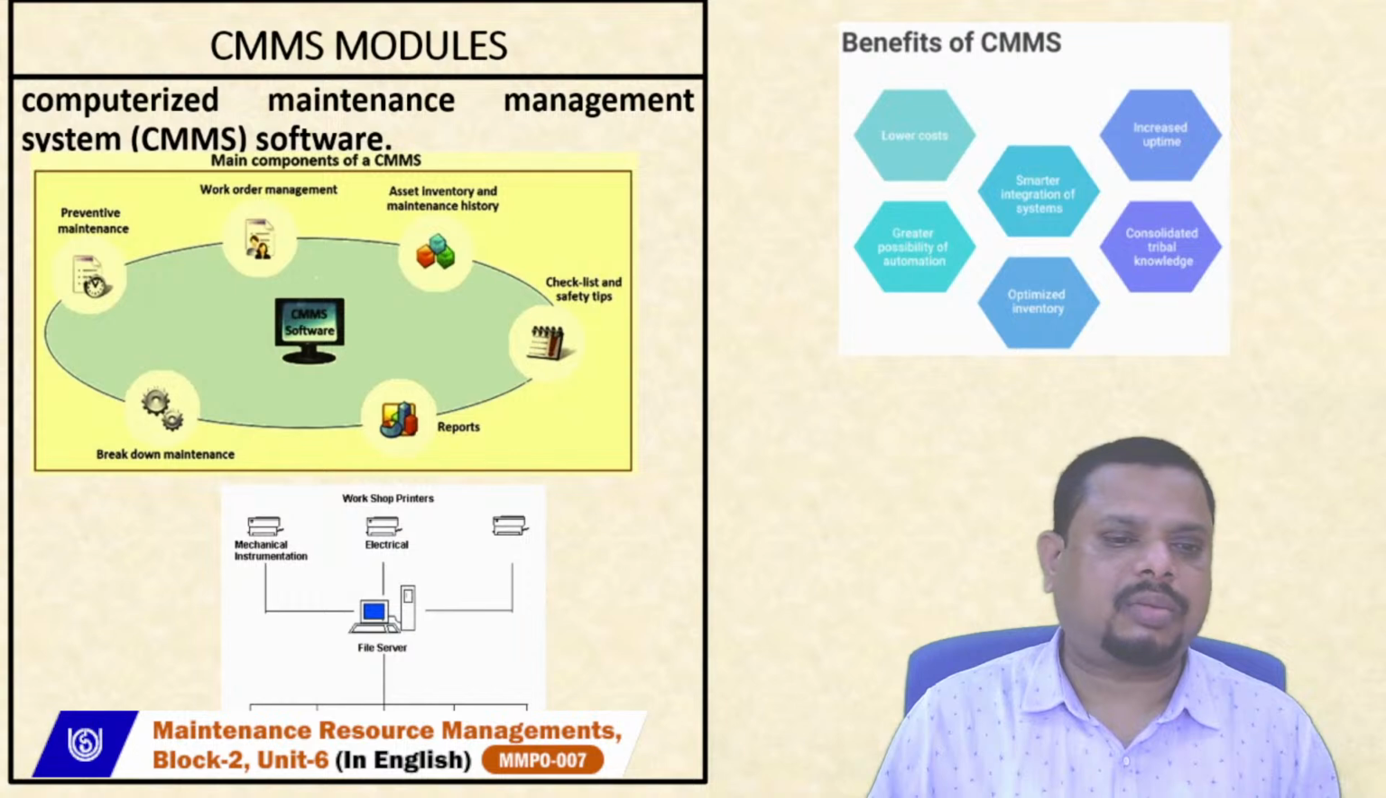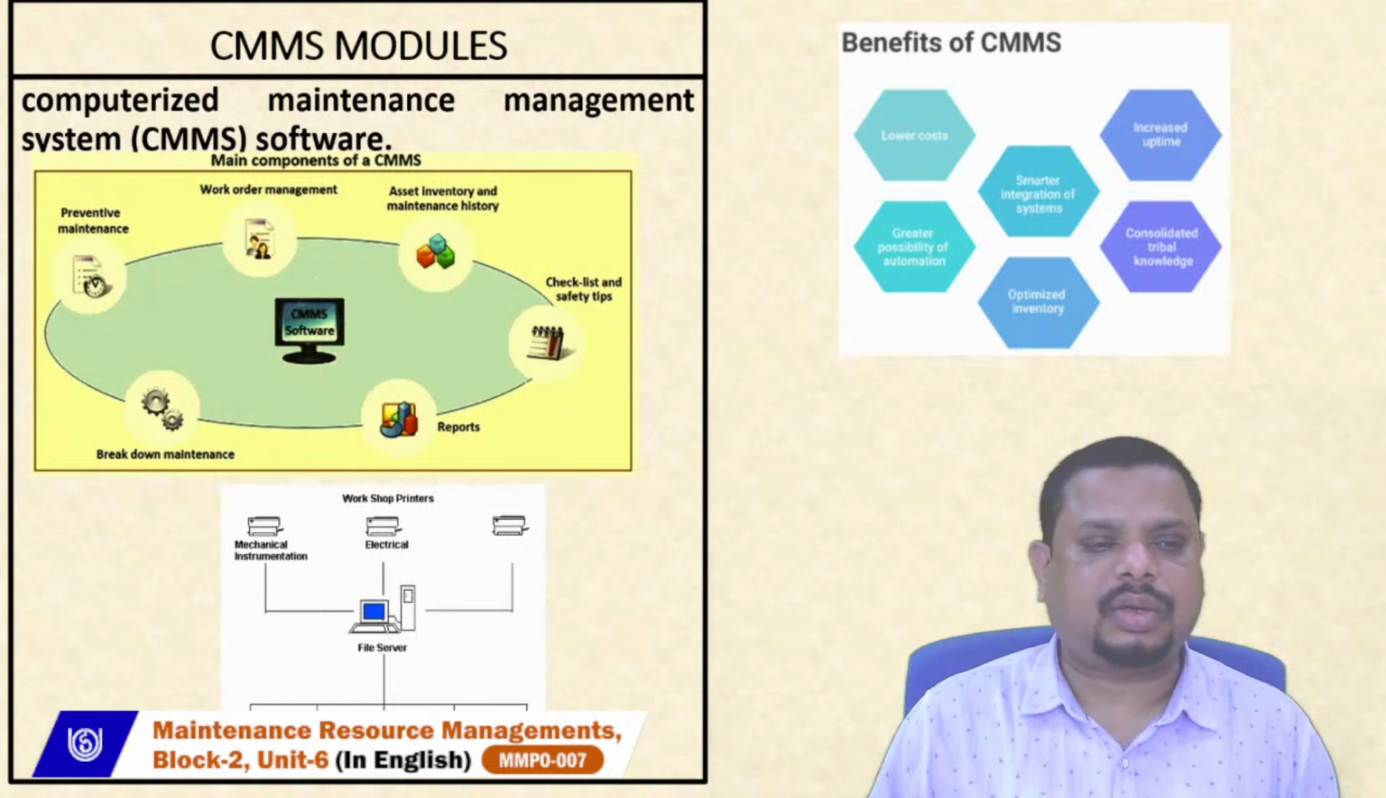The last one we have is reports. So whenever you go for the fundamental concept of computerized maintenance management system software, you have to focus upon these six components, which include preventive maintenance, work order management, asset inventories, maintenance histories, checklist and safety tips, and the last one is reports and breakdowns.